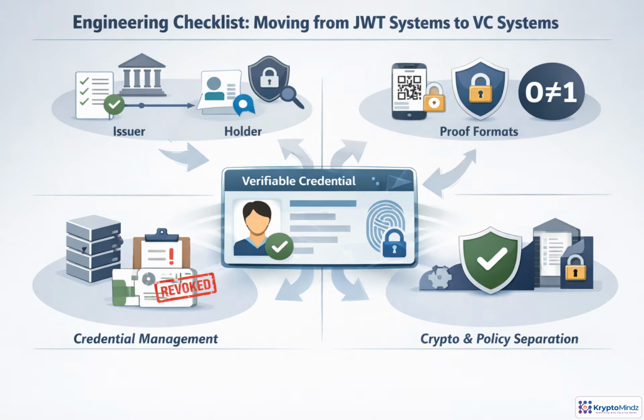When migrating from JWTs to verifiable credentials, do not treat it as a simple token swap. Start by defining who issues, who holds, who verifies, and what each party is allowed to trust. Choose proof formats for your ecosystem, not just your preferences. Plan storage, expiration, revocation, status checks, and key rotation early. Most importantly, keep cryptographic verification separate from authorization. A valid signature proves integrity. It does not automatically prove the credential is acceptable for every decision.